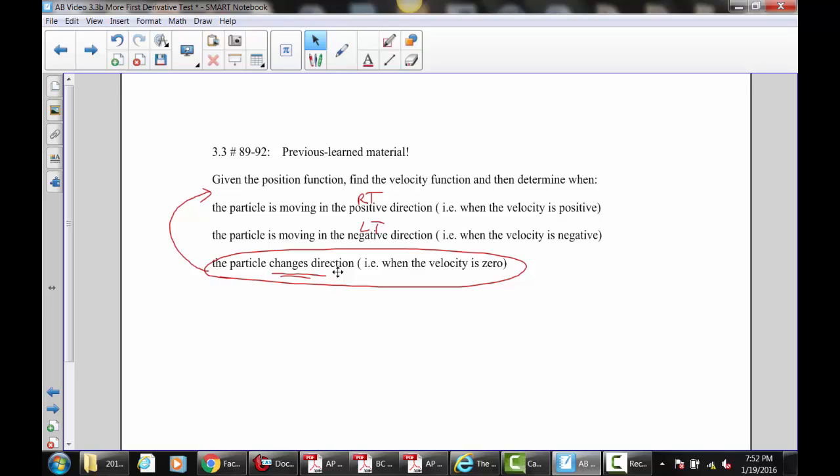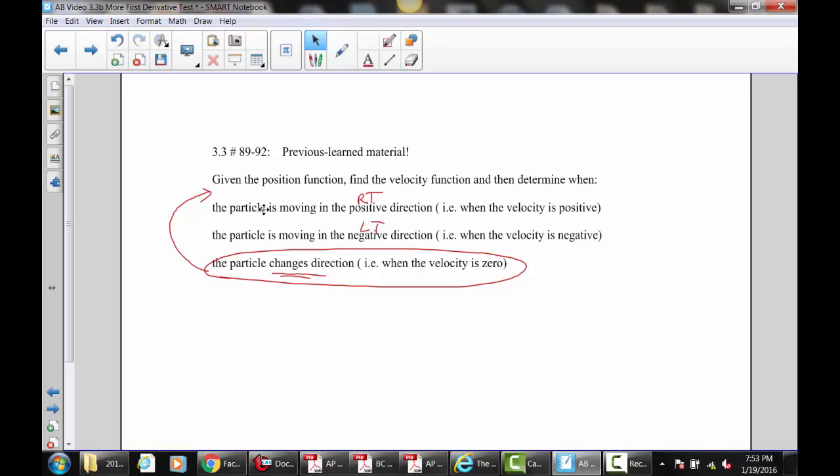And 88 through 92 is previously learned material. We've done this already. You're given a position function. They ask you to find the velocity function. Then they ask you when is the particle moving in the positive direction, i.e. to the right. And you remember that's when the velocity is positive.